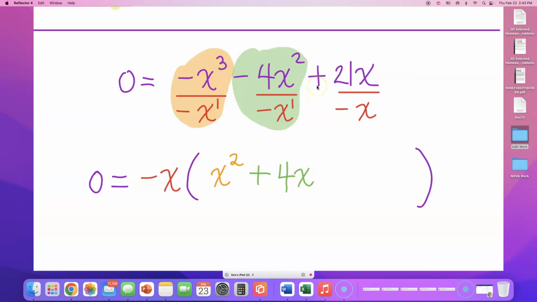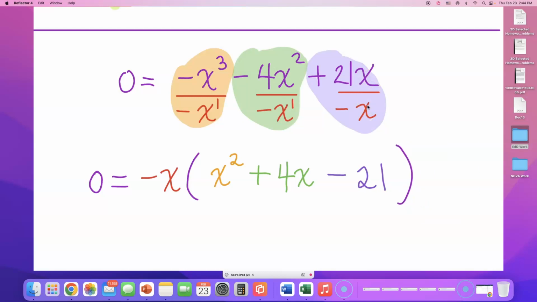Now let's look at the last term over here. Purple. Okay, look at this one for me. Positive divided by negative. Positive divided by negative is negative, right? 21 will come down, but what happened to x divided by x? X is canceled out. No more x.